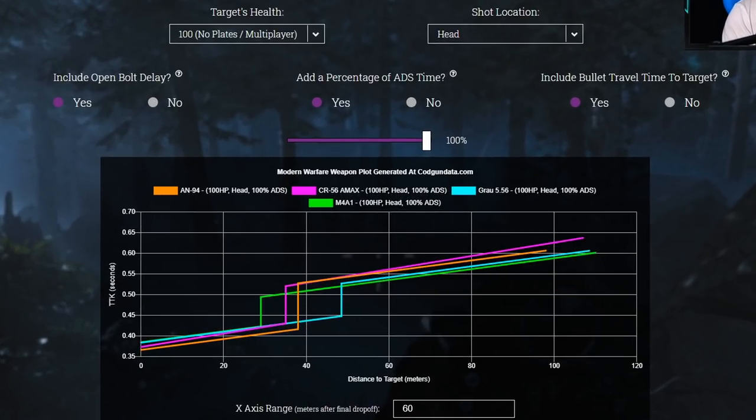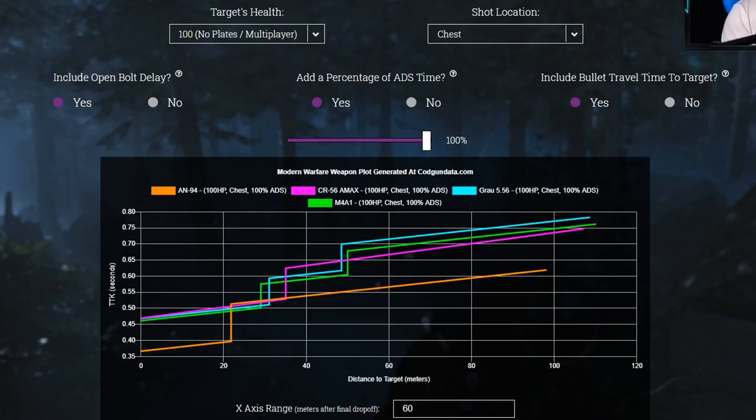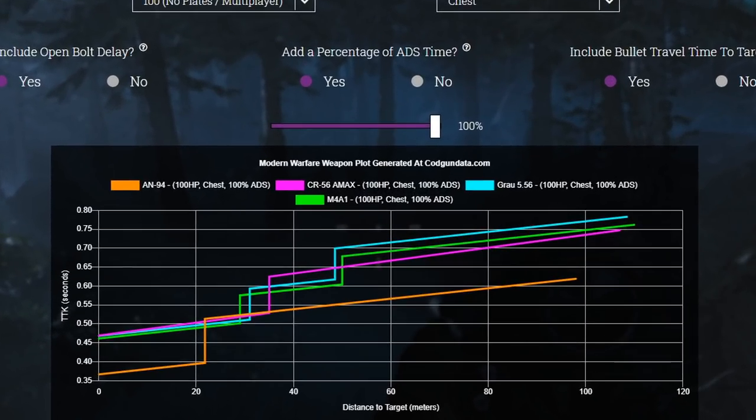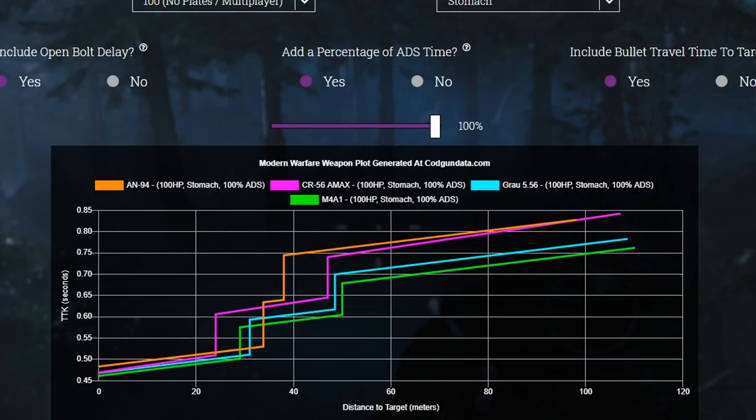So if you take a look here, if we change this to the head for headshots, it still has the best time to kill up to about 38 meters. And as far as chest goes, you see a dramatic drop in that time to kill for the AN-94, which tells a big story of how you need to use this weapon if you get within this 21 meter range. So if you shoot to the head and to the chest, that is going to give you the fastest time to kill. However, if you change this to the stomach, that dramatically changes.